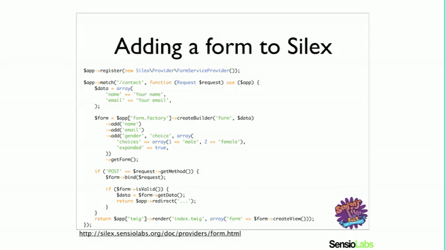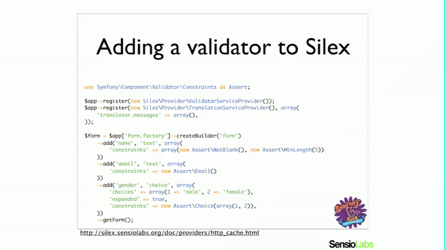And then, just like Symfony 2, if the request method is a post, we want to bind the request to the form. If the form is valid, I want to get some data. I want to do something like update the database or fetch a web service. And then I want to redirect. Otherwise, I just want to return the form with the form view. Now, right now, this has no validation, but we could really easily add validation by including the validation service provider. In this case, we're going to take the same form, except for add some constraints for each field.